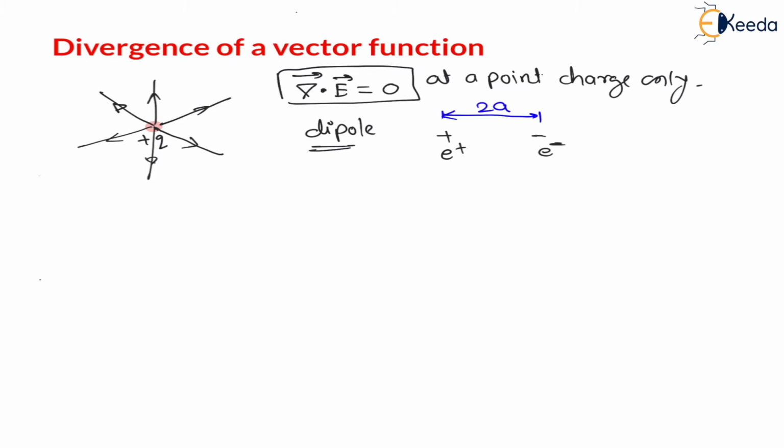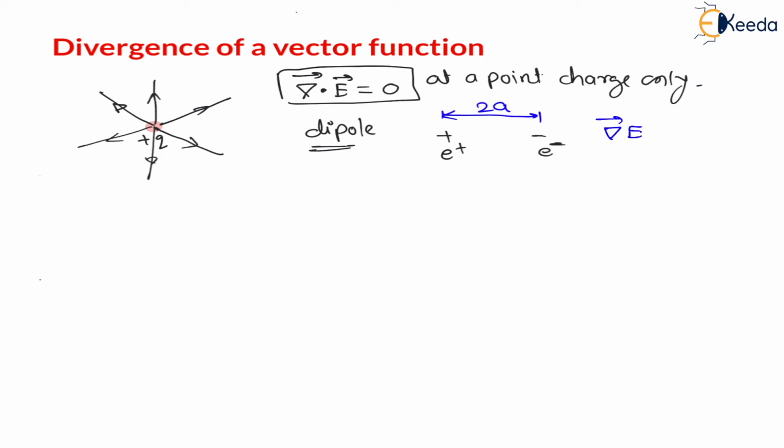This is called a dipole. If a positive charge and a negative charge of the same magnitude are kept at some distance apart, then there is a dipole. It is called an electric dipole, and because of this dipole, there is a rotation of the particle. Right. Now, my dear students, at this electric dipole, also the divergence is zero.